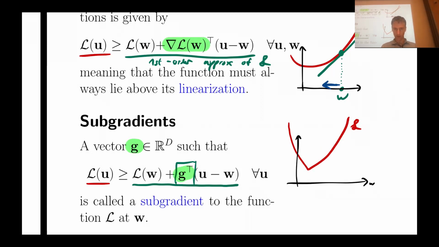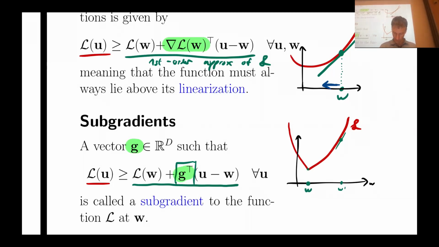So you can see when you're here at W, then you have a problem. There is no gradient here. So I mean, if you're here, then things are okay. So here there is only one linearization to your function, and this is given by the gradient at that point. But if you're here, it looks different.